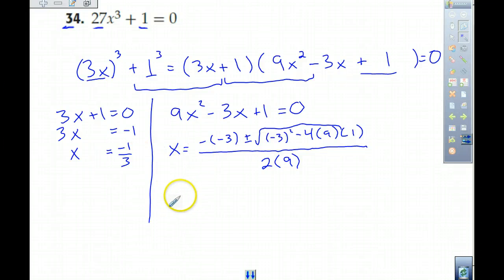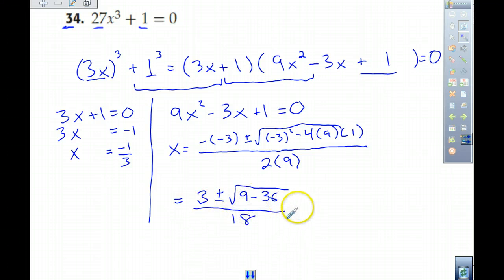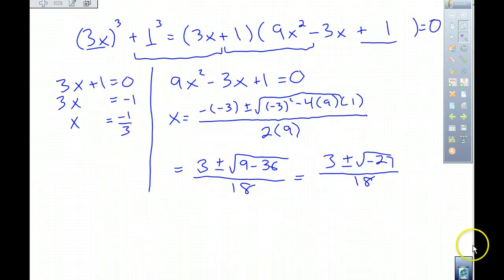Alright, so let's complete this. There we go. So you get 3 plus or minus... What is the discriminant coming out to? 9 minus 36 all over 18, which equals 3 plus or minus root negative 27 all over 18. Simplify it all the way.